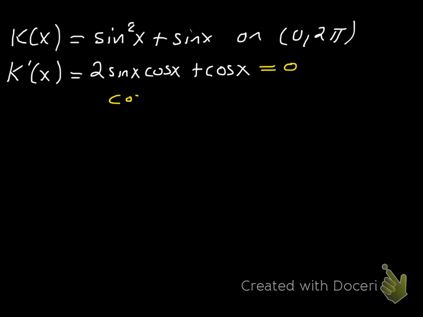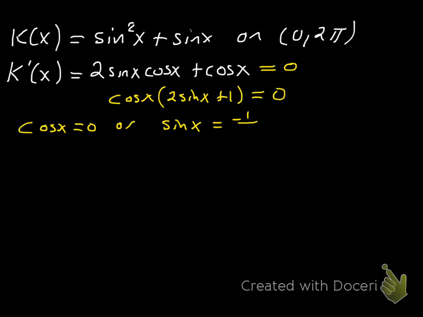And we're interested in when that's 0. The GCF is cosine x. We'll factor cosine x out, and we have 2 sine x plus 1. And we're going to set each factor equal to 0. So cosine x is equal to 0, or sine x is going to be equal to negative 1/2. Cosine x is equal to 0 when x is pi over 2 or 3 pi over 2.